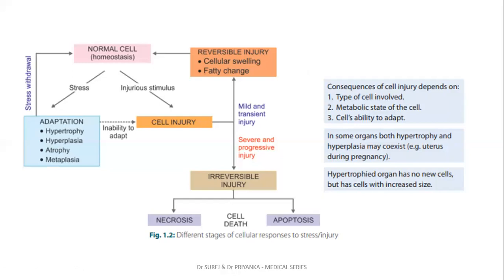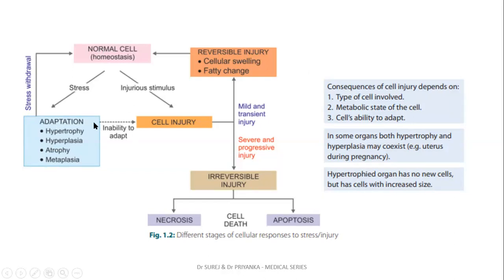Consequences of cell injury depend on the type of cell involved, the metabolic state, and the cell's ability to adapt. In some organs, both hypertrophy and hyperplasia may coexist, for example the uterus during pregnancy. A hypertrophied organ has no new cells but has cells with increased size. Okay, now we will go with the normal cells. Homeostasis occurs, stress occurs, adaptation, stress withdrawal, again normal cell.